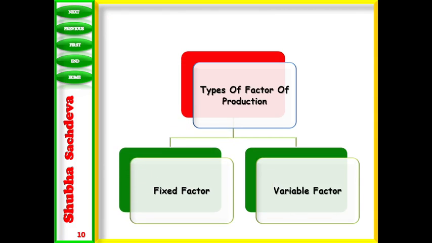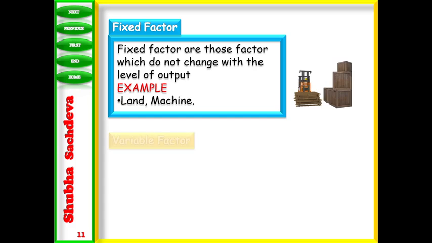There are two types of factors of production, fixed factor and variable factor. Fixed factors are those factors which cannot be changed in the short run, right? Like for example, you can say land or machinery.